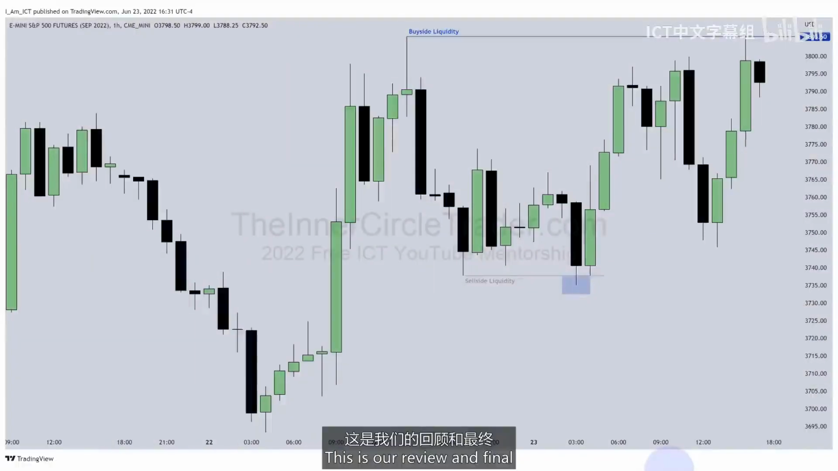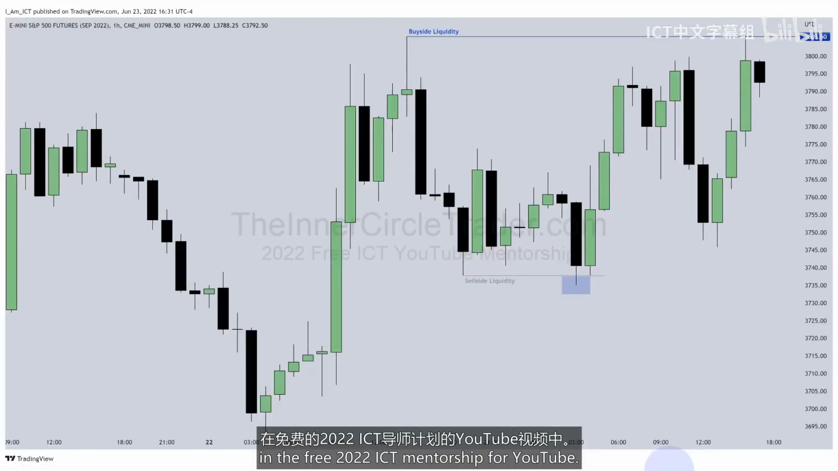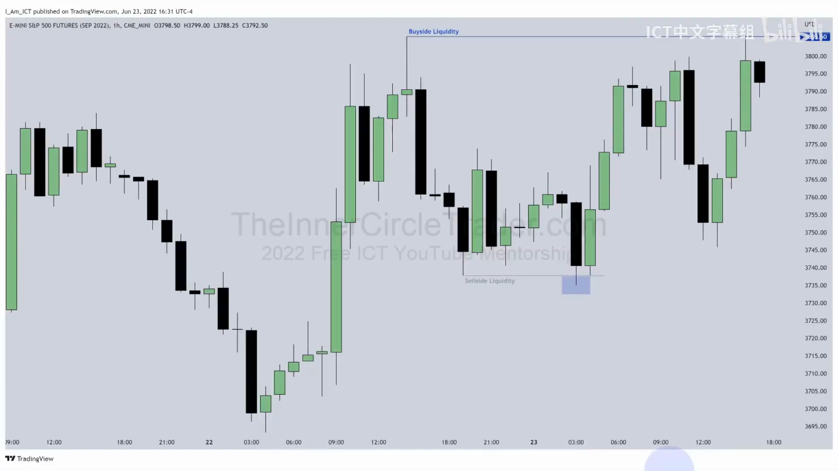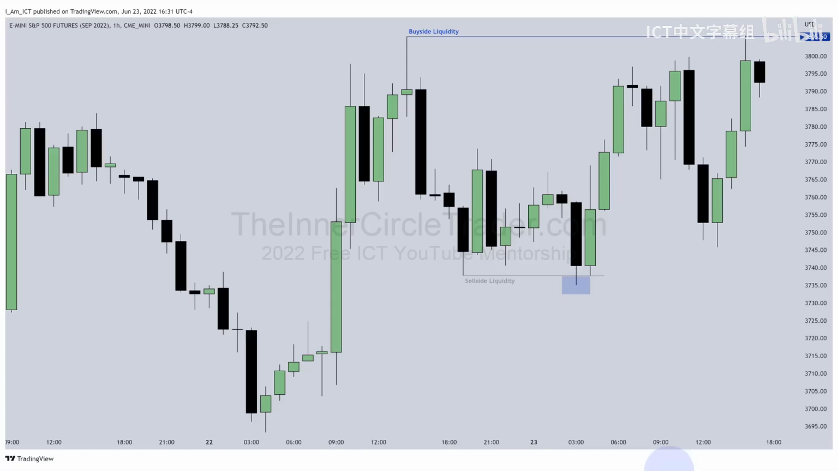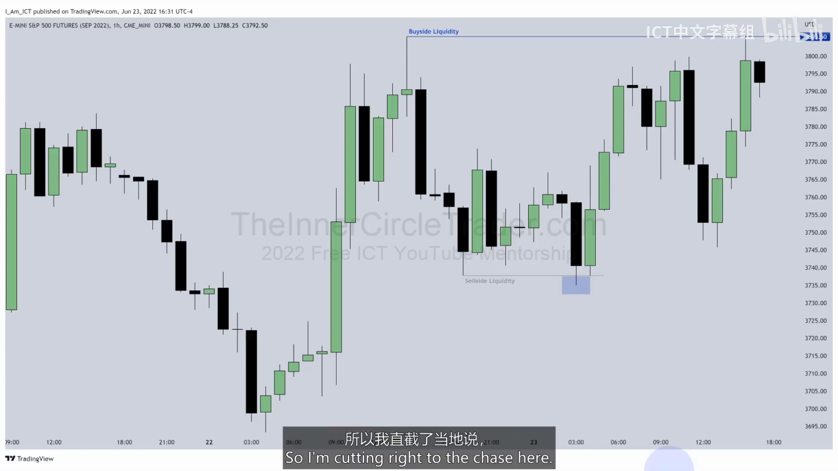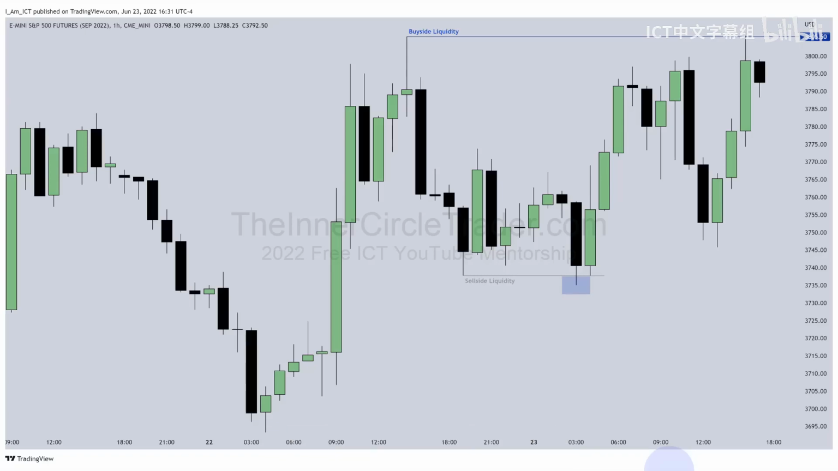This is our review and final discussion in the free 2022 ICT mentorship for YouTube. So this is June 23rd, 2022, and we're looking at the E-mini S&P September contract for 2022. And this is an hourly chart, so I'm cutting right to the chase here.